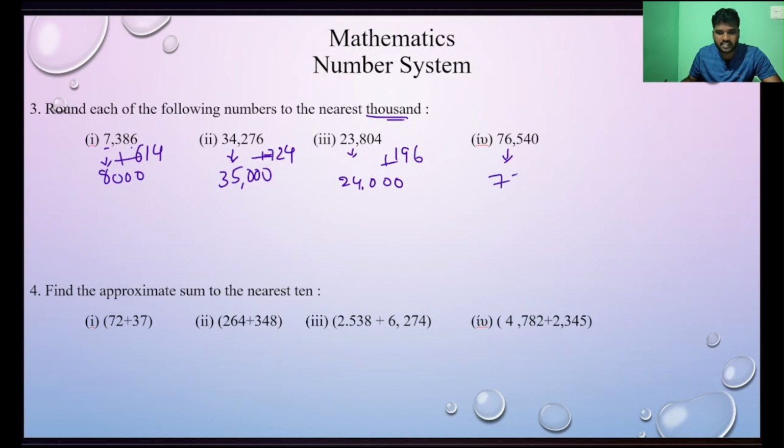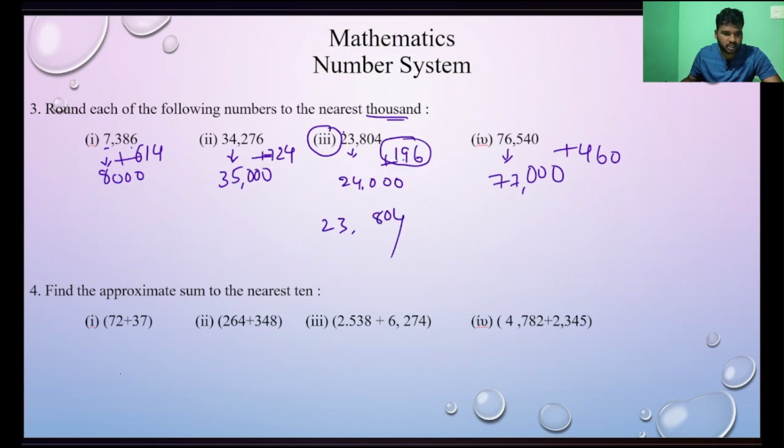Now moving on, 77,000, only 77,000. How much needed to become 76,542? Means let's say 500 minus 460. Now in these four values, which is the least value to get the nearest thousand? Means 196. If this number gets added to 196, this becomes 24,000, and this would be the answer. So 23,804 is the answer.